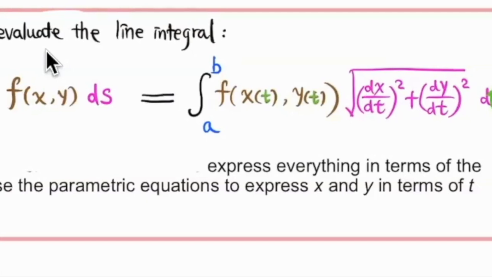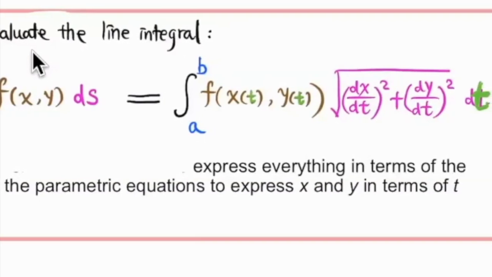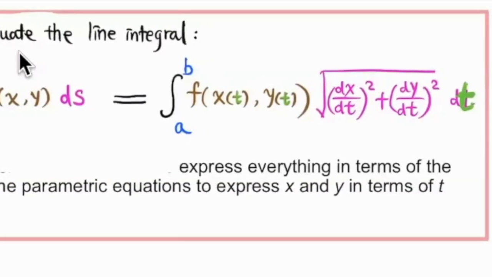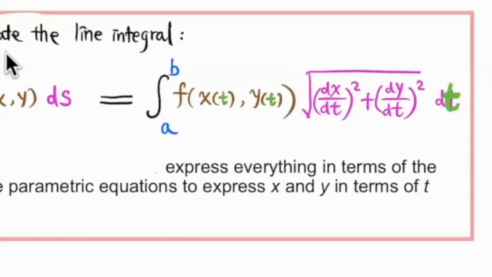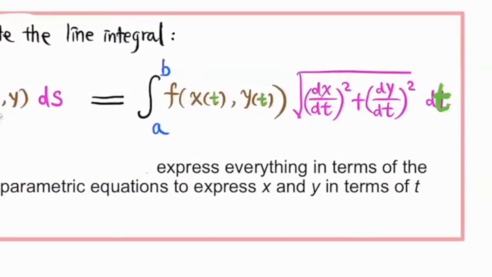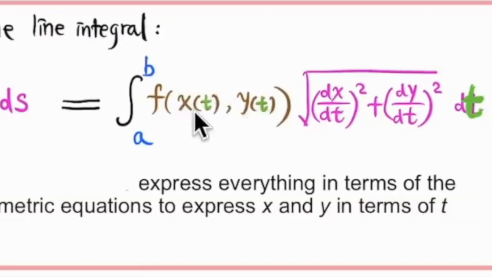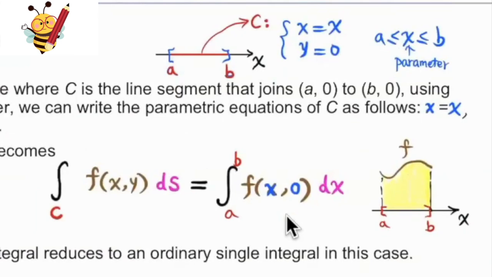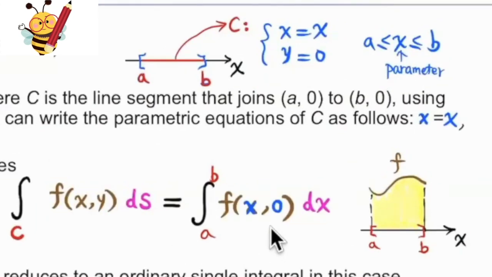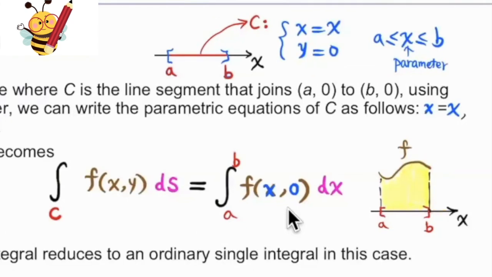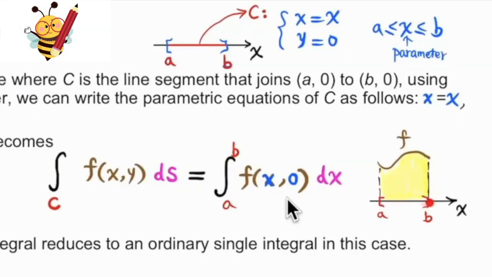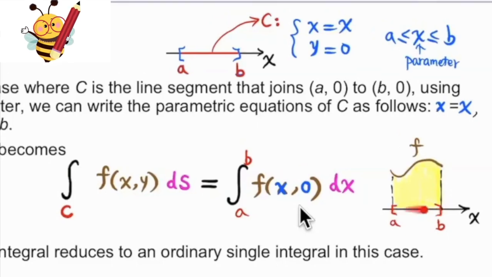This parameter t over here, you want to express everything in terms of it. And you use the parametric equation to express this x and y. Okay, we replace x and y by those functions of t. So this one here, it was what we talked about in the beginning of the lecture. For the one-dimensional case, when you integrate this function over an interval from a to b, this one here is just a special case of the line integral when you have this line over here on the x-axis. So it's the same formula we have.